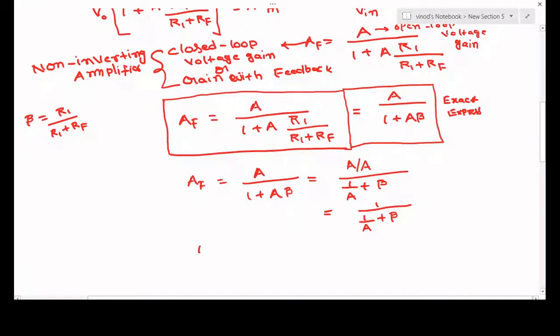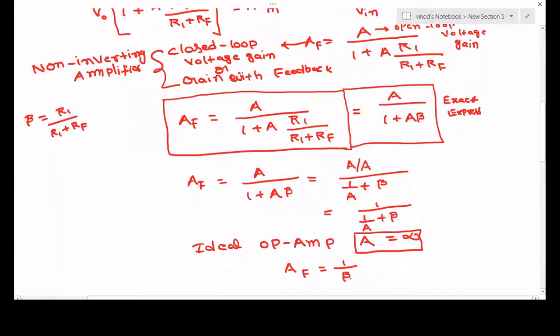So for an ideal op amp, we can substitute A equal to infinite, right? Open loop voltage gain is infinite for an ideal op amp. So if you substitute A equal to infinite, 1 by infinite is 0. So AF is becoming 1 by beta.